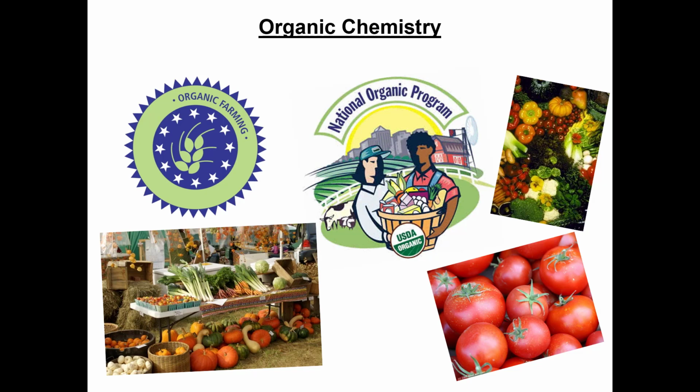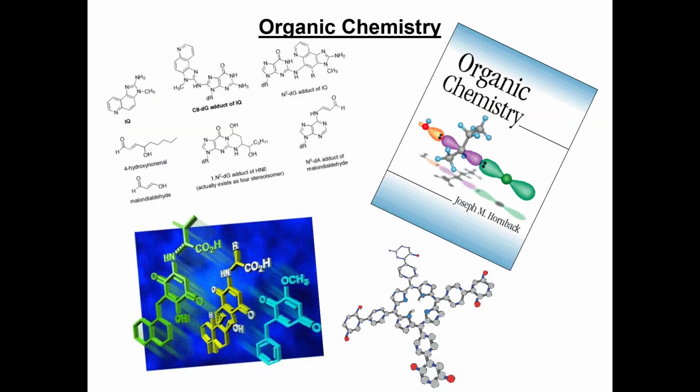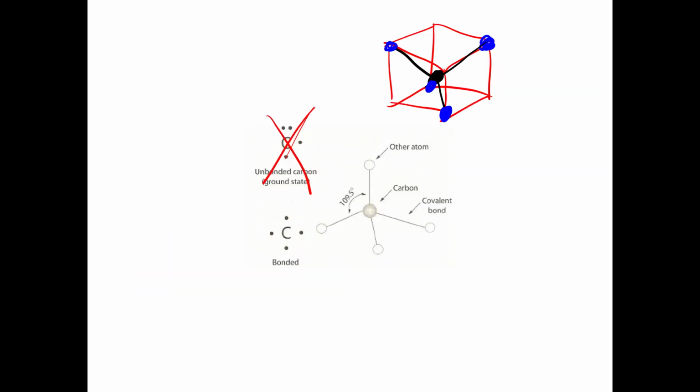But organic chemists, when they think of organic chemistry, they think of these symbols right here. All sorts of different types of compounds. There's specific types of compounds that are called organic, right? And what makes an organic compound? Well, every single organic compound that you encounter will have a particular type of element in it. And that element is carbon. So here's what carbon looks like.